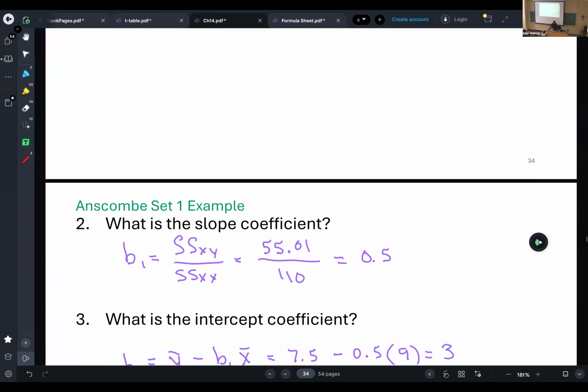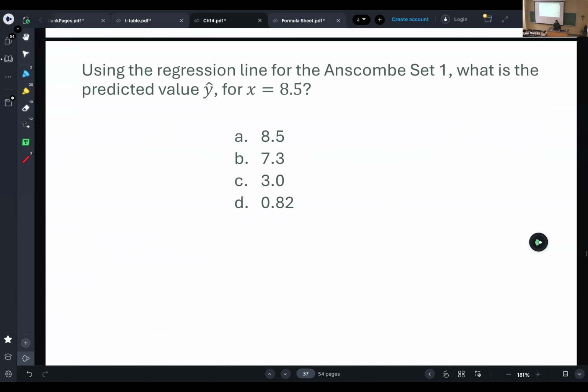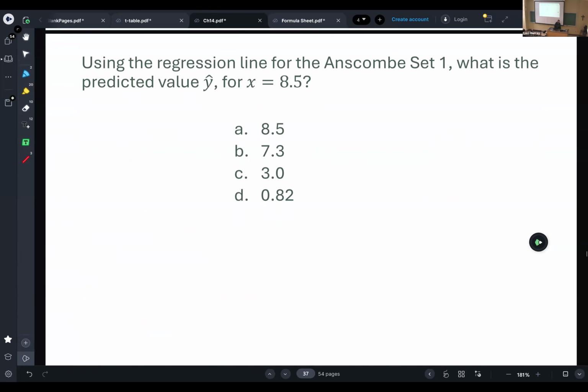Okay, so we're going to make a prediction here. Using that regression line for Anscombe set 1, what is the predicted value y hat for x equals 8.5? So we can do this one together, and then I have a set of clicker questions again to do. So what would we predict? What would you give for an answer? We'll do this one together and then we'll get the software and go through some questions.